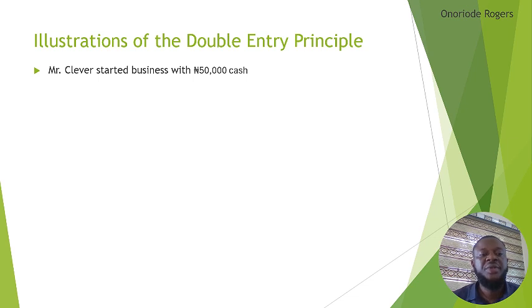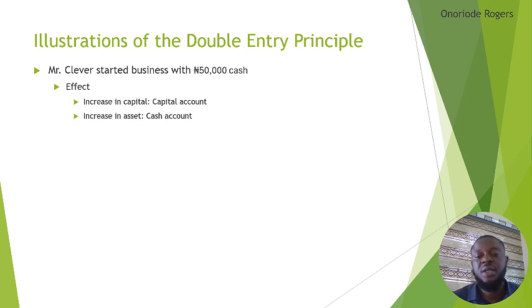So here, what will be the effect of this transaction on the company? The effect will be that capital will increase, while asset is also going to increase. The two accounts this transaction is going to affect are the capital account and the cash account.